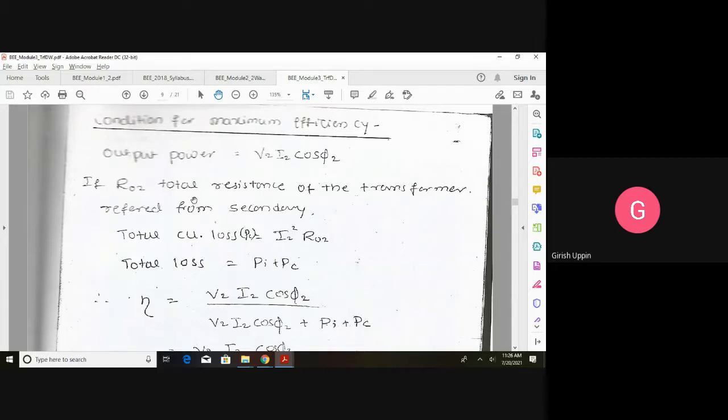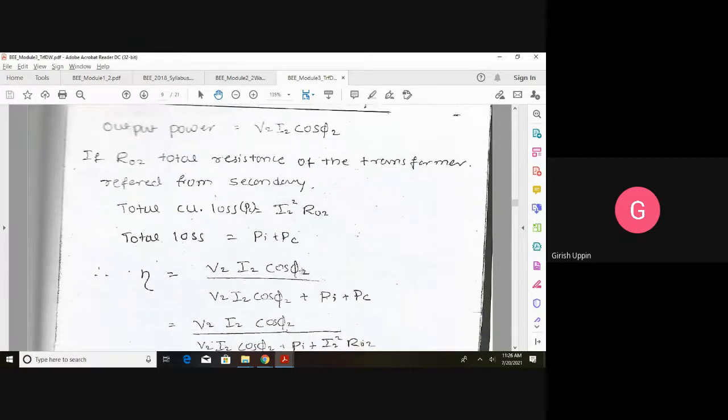If R02 is the total resistance of the transformer with respect to the secondary winding, the total copper loss would be I2 square R02. What is I2? I2 is the secondary current. I square R is the copper loss, I2 square into R02. And what would be the total loss? Pi plus Pc. What is Pi? Pi is the iron loss, plus Pc is the copper loss.